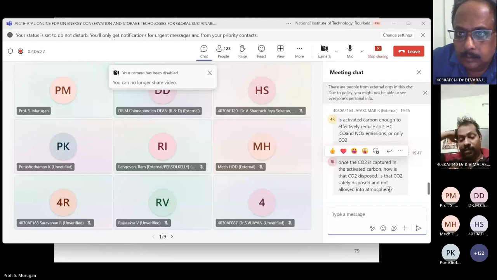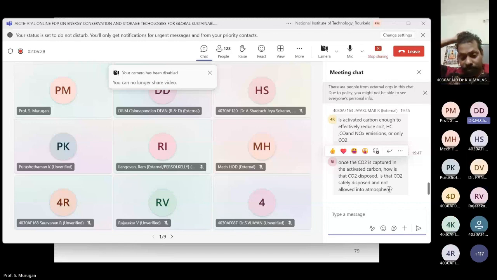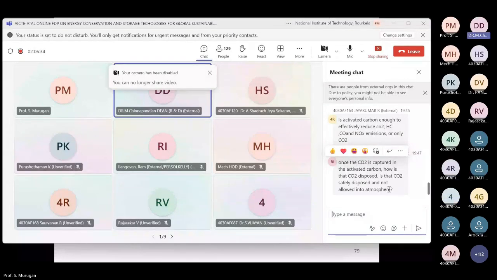Yeah, please. Another question from Mr. Ilangovan Ramasupu. Once the CO2 is captured in the activated carbon, how is that CO2 disposed of? Is that CO2 safely disposed and not allowed into the atmosphere? Once again, once the CO2 is captured in the activated carbon. Again, it's a very good question.